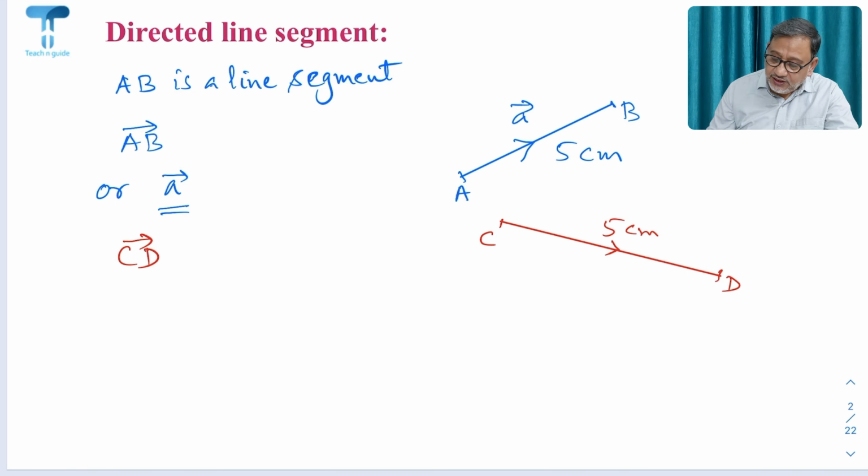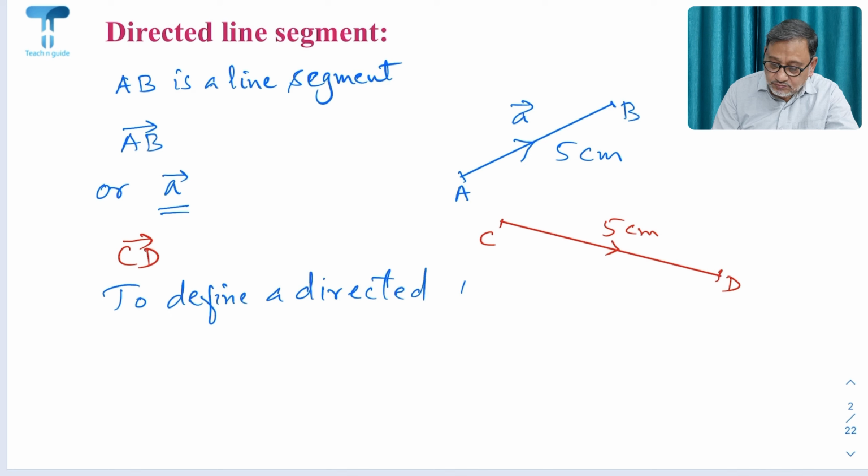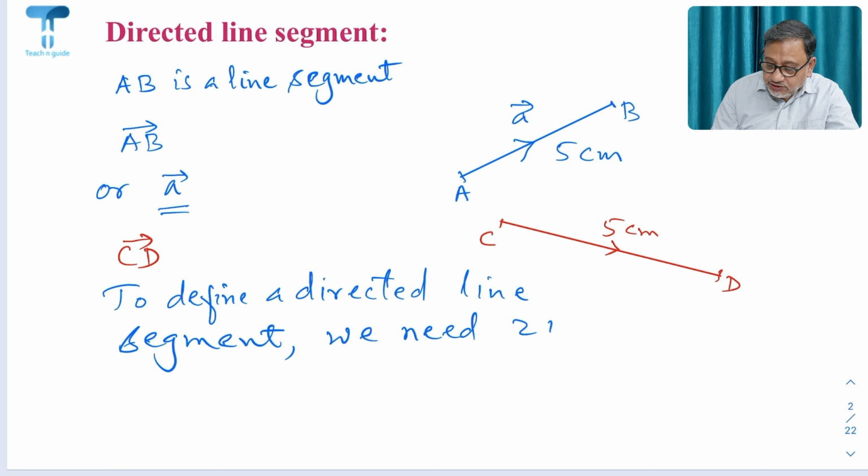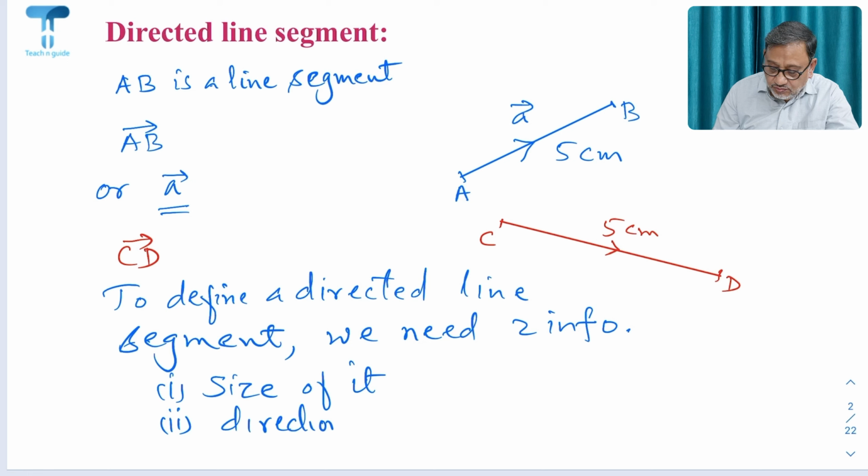So to define any directed line segment, what do we need? We need 2 pieces of information. The first thing is the size of it. The second information required is the direction of it.